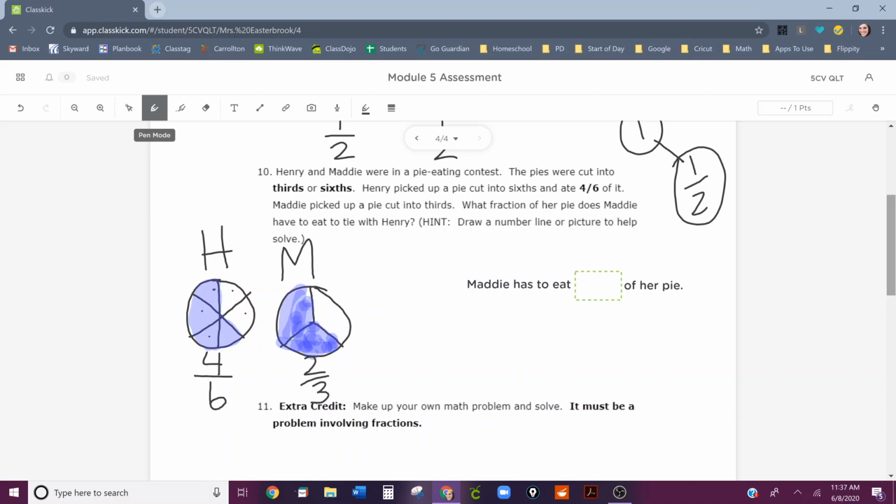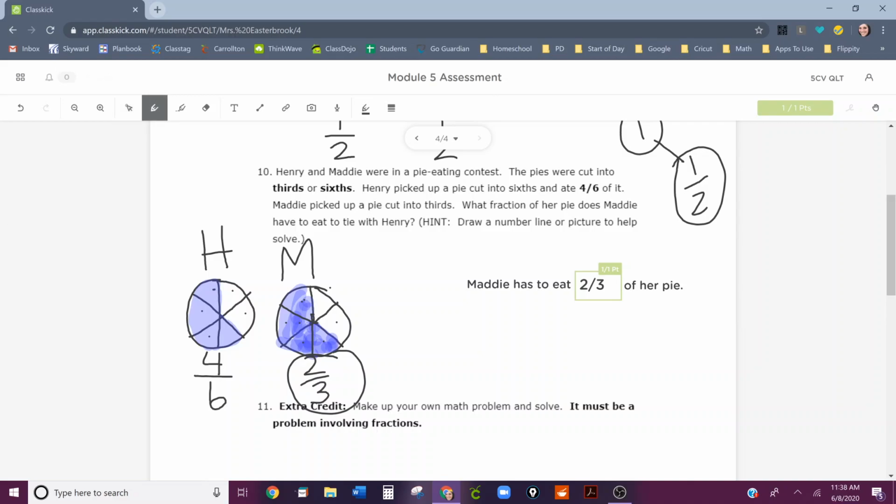And we can check our work, because actually if I extend this line, and this line, and this line, if we were to cut all of Maddie's pieces in half, then we would end up with 6. 1, 2, 3, 4, 5, 6. And you'll notice that that 2/3 that we shaded is the same as 4/6. So we know that we did that correctly, and that's just a way to check our work. So Maddie has to eat 2/3 of her pie.